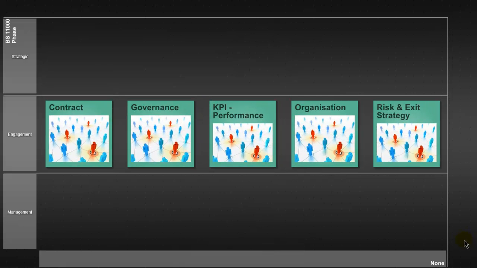Once we've done that, we then need to think about how we're going to work together. So this is really setting up the organizational aspect once we've selected the partner, and understanding how this will be governed. Clearly there needs to be a contract in place, and also we need to understand the risks and develop our exit strategy, which is something that a lot of people forget about.